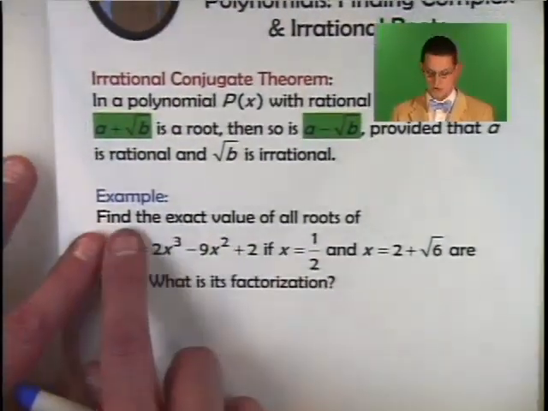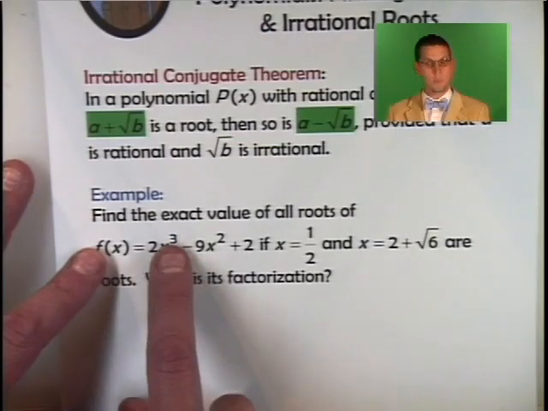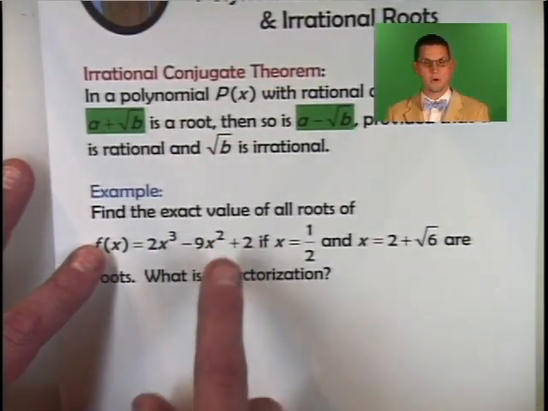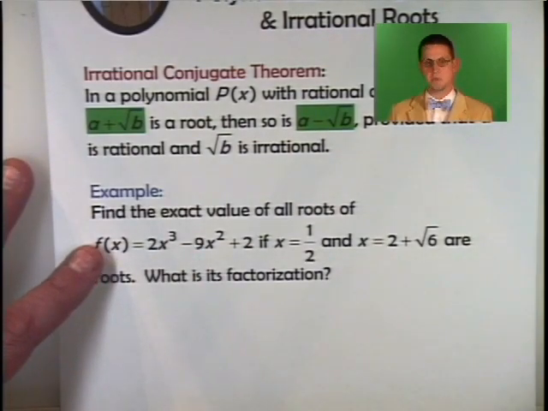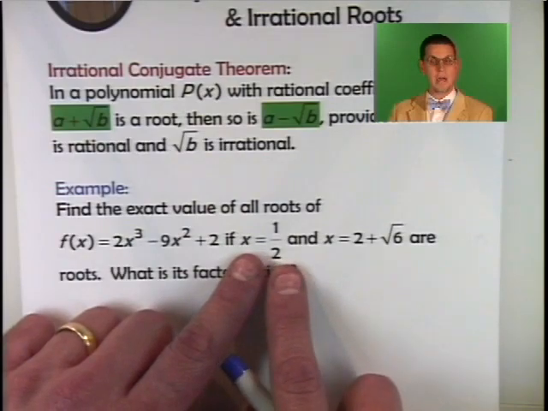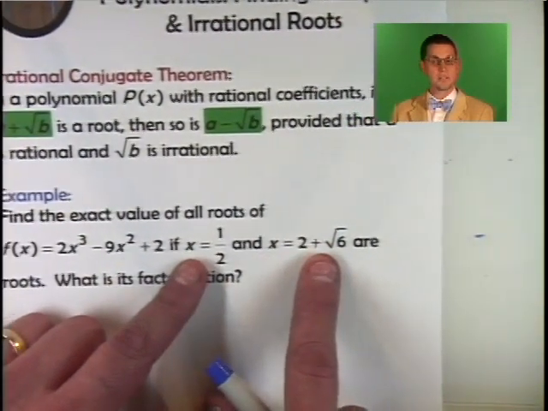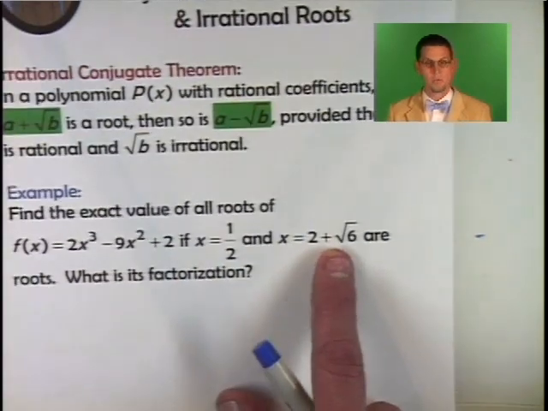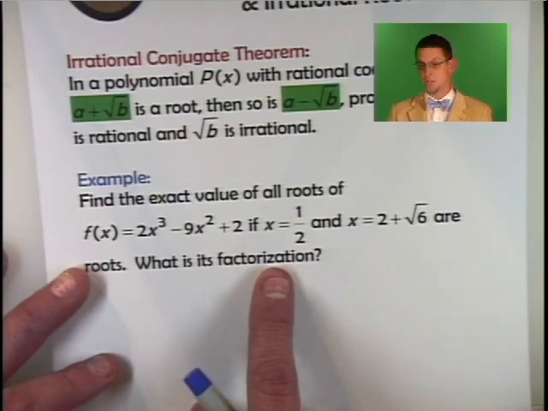Let's see what happens. We want to find the exact value of all the roots of this polynomial, which is degree 3. So the fundamental theorem of algebra, remember, tells us that we're going to have 3 solutions. Well, I'm telling you that x equals 1/2 is a root, and that's a rational number, and 2 plus the square root of 6 is a root. We want to find what are the other roots, and then what's the factorization?